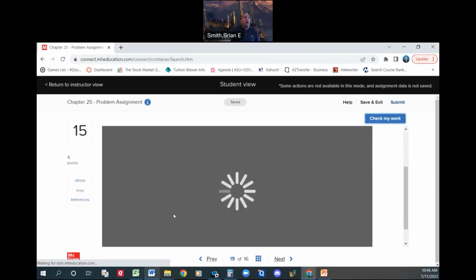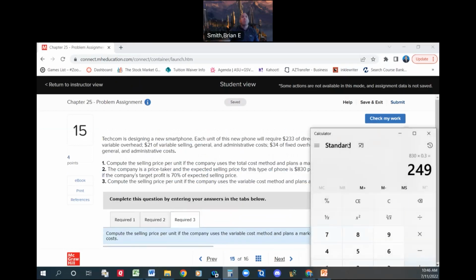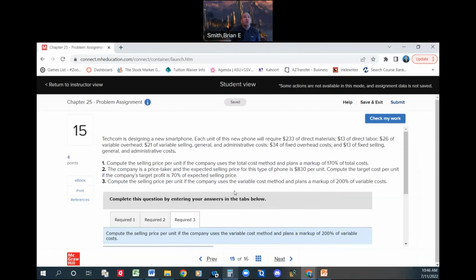Compute the selling, let me go back to it. Compute the selling price per unit. The company uses the variable cost method and plans a markup of 200% of variable costs. So total variable costs. Now we're going to exclude our fixed costs. Like accountants, we don't come up with clever names. Okay, so $293 comprises our variable costs. Direct materials is variable, direct labor is variable, 26 is variable overhead, 21 is variable selling and administrative. Okay, we have fixed overhead and fixed selling and we're not dealing with those.